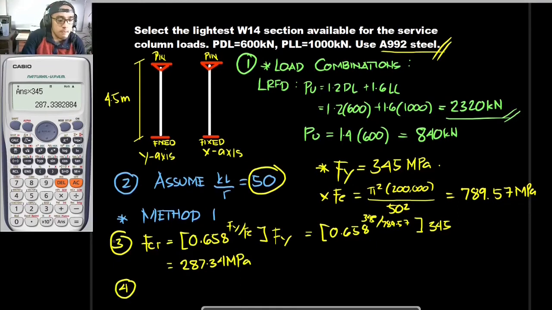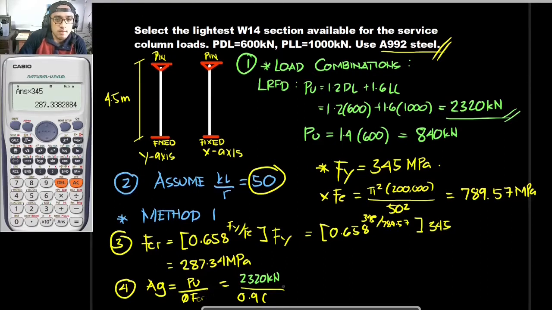So for us to get the area required, AG is equal to PU over phi Fy. Okay, so substituting known values, our PU would now be equal to 2320 kilonewton. So ito yung loading combination natin kanina. So divided by phi, and our phi would be 0.9, and our Fy would, oops, mali, dapat FCR pala yan. So this is to be FCR.